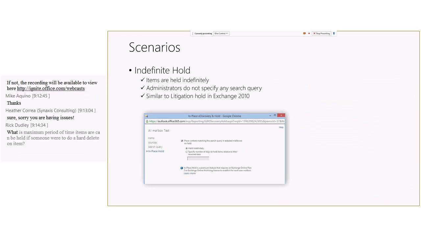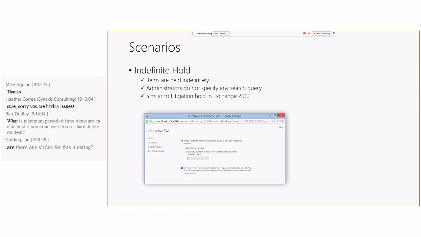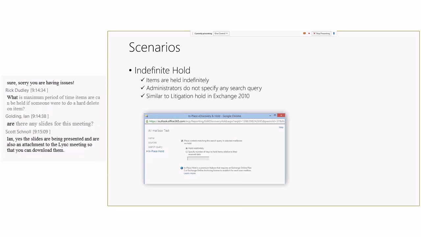All right, we talked about the scenarios that administrators usually use in Exchange Online to place mailboxes on hold. First thing is indefinite hold. As the name suggests, items are held indefinitely. Administrators usually do not specify a search query, so this is pretty much equivalent to litigation hold in Exchange 2010, where the entire mailbox is placed on hold. There is no search query. There is no time that you specify. You pretty much place the mailbox on indefinite hold.